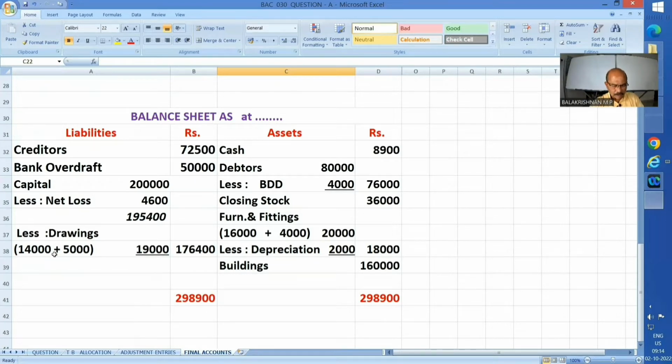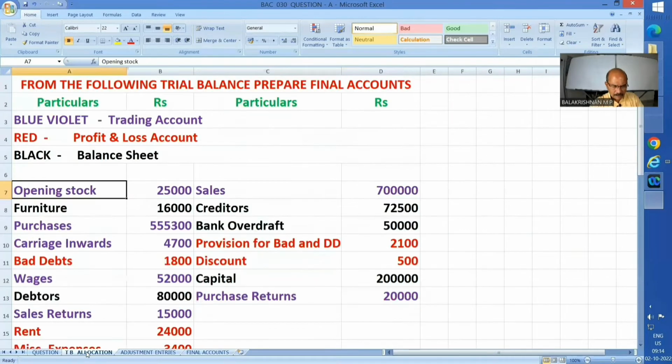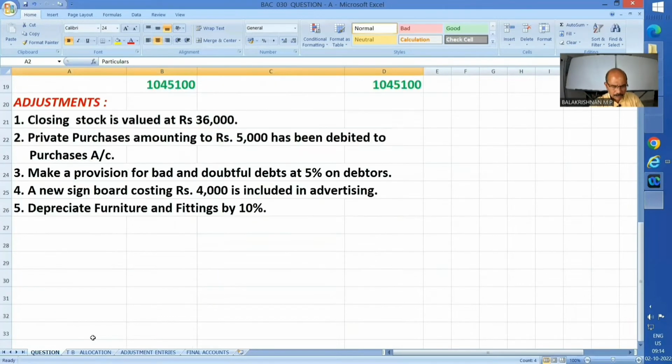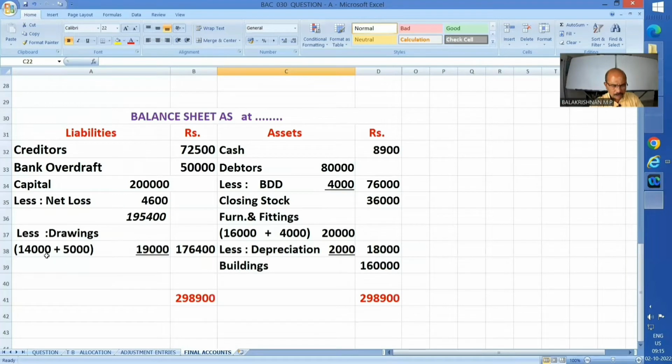Why 14,000, and why did I add 5,000? 14,000 is the given amount in the question. However, the adjustment of 5,000 is there. So that adjustment we have to consider. Is it not? Private purchase 5,000. That is also a part of the drawings only. So total drawings is 19,000.